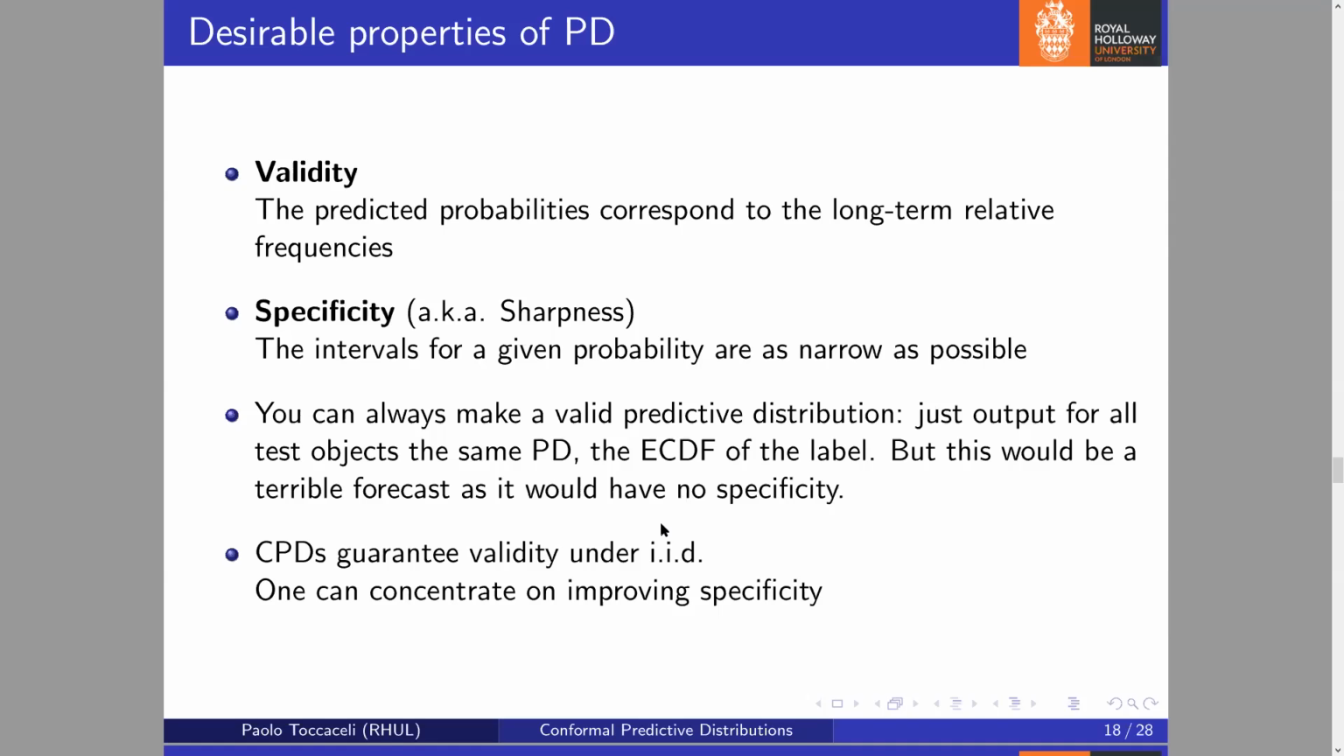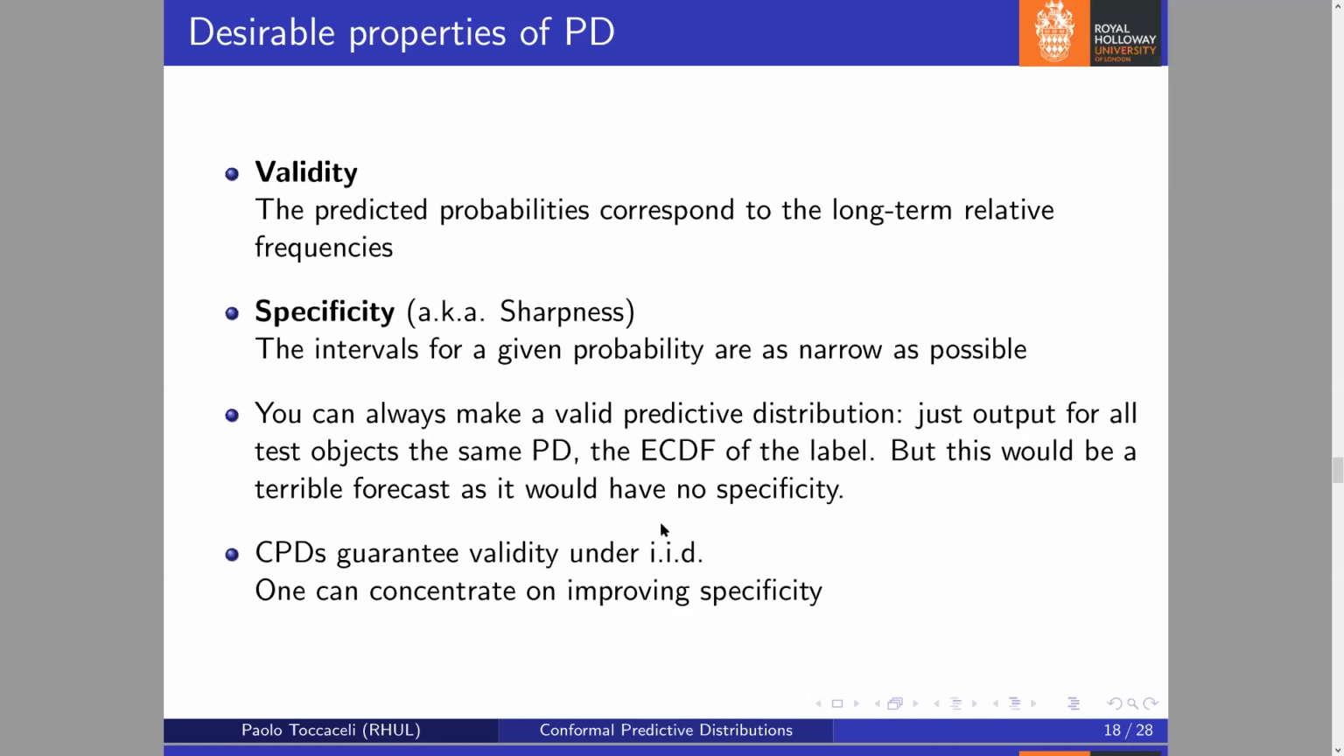So the key thing, and sorry if I repeat myself, of conformal predictive distributions is that they guarantee validity under IID. And the good thing is that you can concentrate on improving specificity. So even if your algorithm is not very good, you still have validity. What you have to do is improve specificity. And you see this, for instance, when you use the same algorithm and you provide a larger training set, you see the intervals that you obtain becoming narrower and narrower.